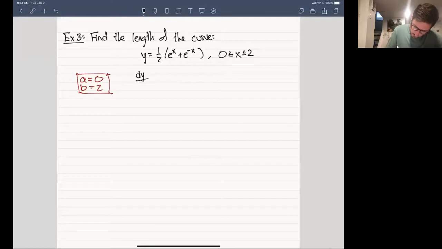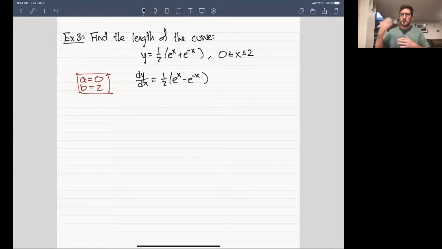So dy by dx, the Leibniz notation here, this is just 1/2 (e to the x minus e to the minus x), because e to the x differentiates into itself, right? So this is a chain rule application. The minus comes out of this and is multiplied in front. And then, again, I'm going to need this thing squared. We might as well do the simplification before we put it into the integral.